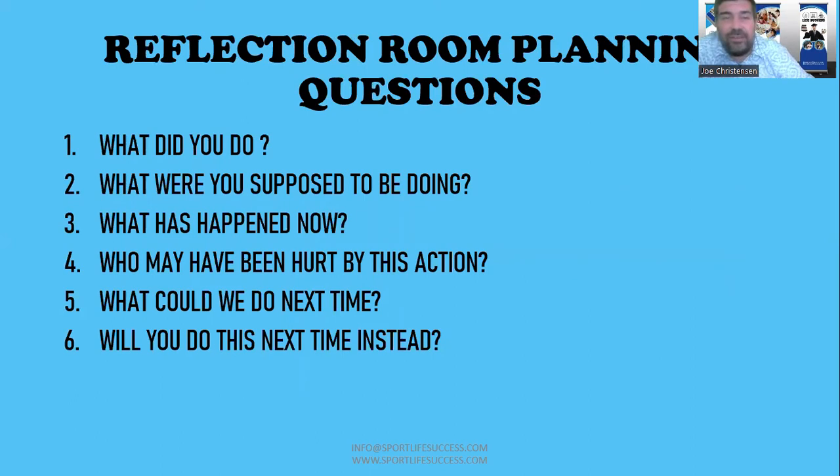Okay, so in the reflection room planning section, the students will generally have a plan that looks something like this. So we'll work through, what did you do? What were you supposed to be doing? What has happened now? Who may have been hurt by these actions or this action? What could we do next time? Will you do this next time instead? So we're planning for success. We're planning to get them back into the classroom.